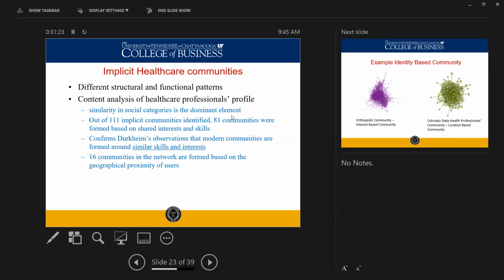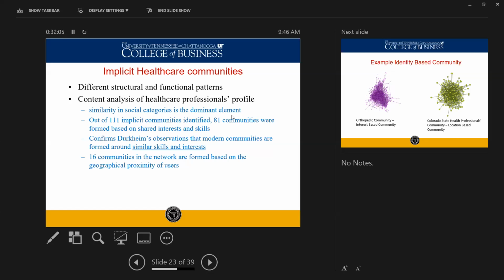Out of 111 implicit communities identified, 18 communities were based on shared interest and skills. They were formed because they all shared the same interest and the same skills, like an interest in a particular disease, or some particular skill or surgery. It confirms Durkheim's observation that modern communities are formed around similar skills and interests.